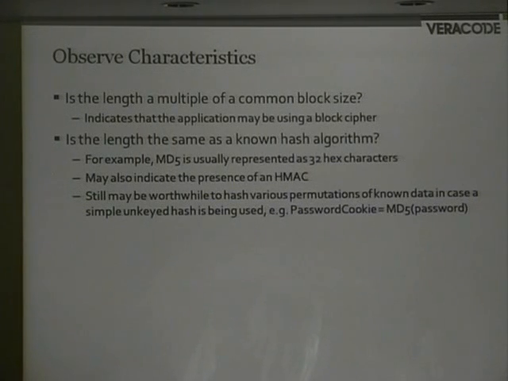Other things you can look at are, is the length the same as a known hash algorithm? If you see 32 hex characters, that might be an MD5 hash. That might be a block of crypto, output of a block cipher. You can't say for sure that it's MD5, but certain magic lengths, like 32 hex characters, are indicative that it might be a hash. It might be a straight hash or a keyed hash. You don't really know. Again, we're just using these heuristics to gather information.